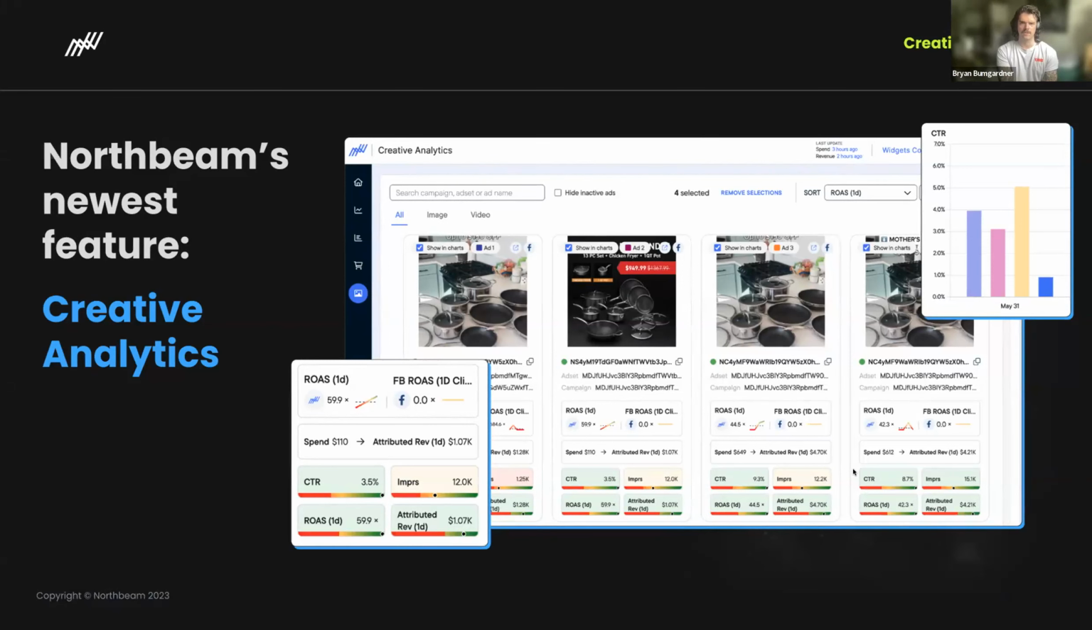There were a lot of iterations of getting this thing right, of chatting with our customers and making sure that we were building it in a way that made sense for the way that people think about media.